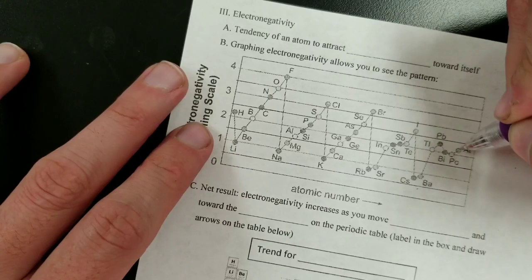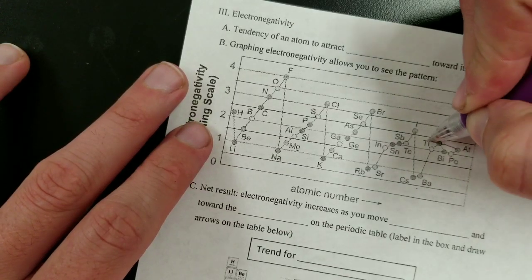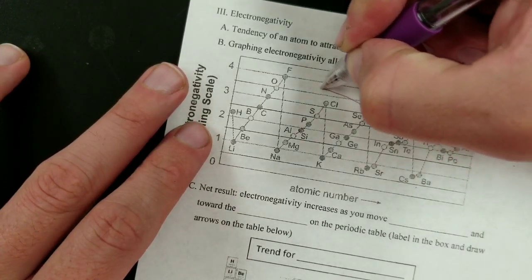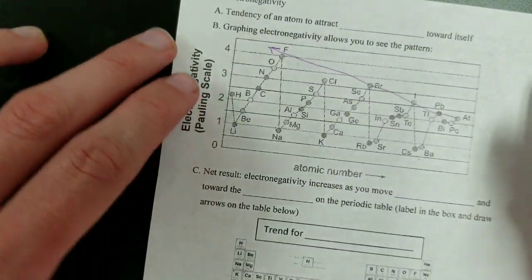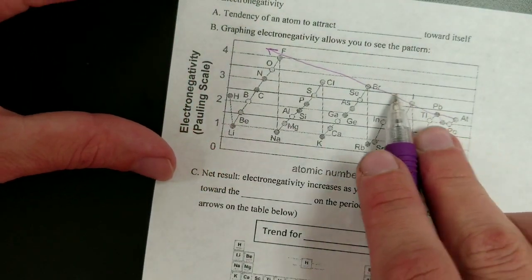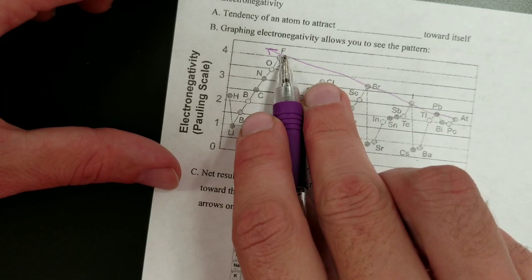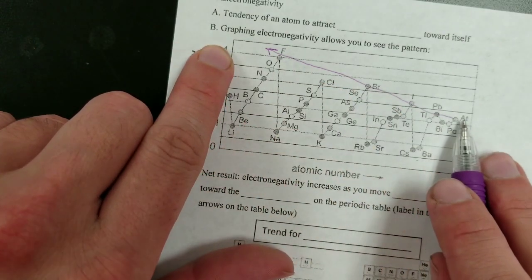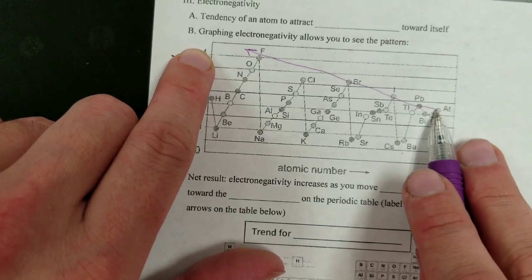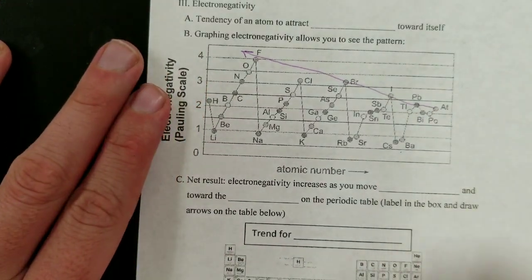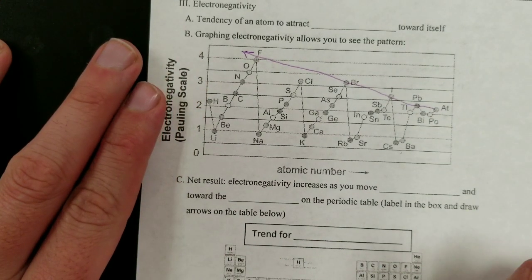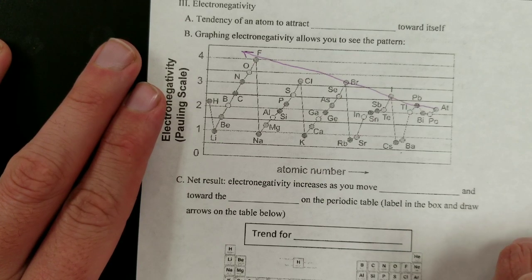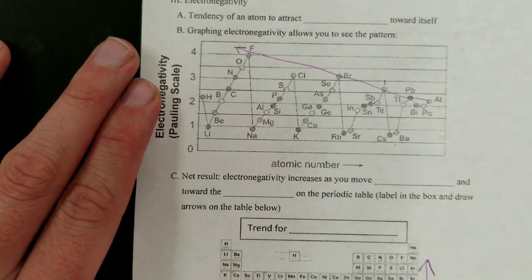So I see the trend is going generally upward. Bromine is less than fluorine. So we see the trend's going upward as I go from astatine toward iodine toward bromine toward chlorine toward fluorine. With fluorine having the most of this trait because it's highest on the y-axis, and astatine having the least because it's lowest on the y-axis. So it's increasing as I go from astatine toward iodine toward bromine all the way up toward fluorine.